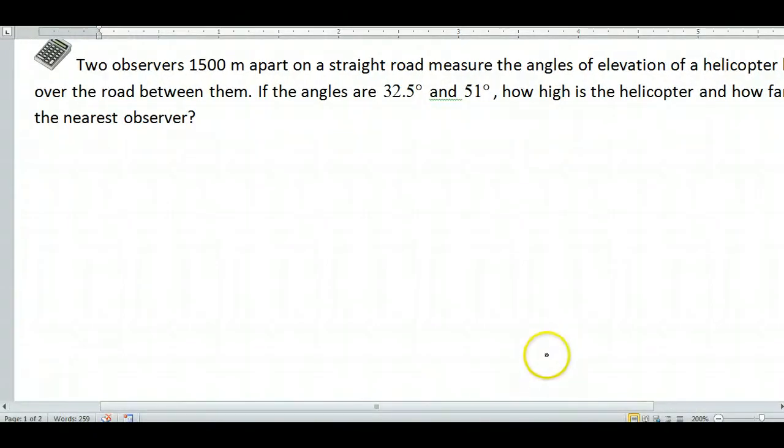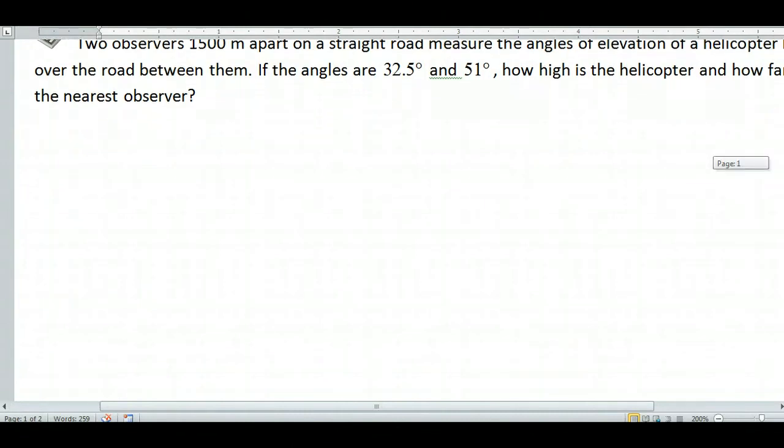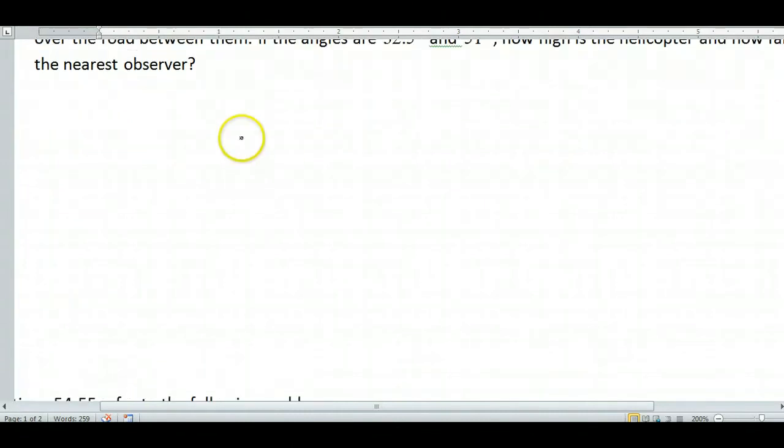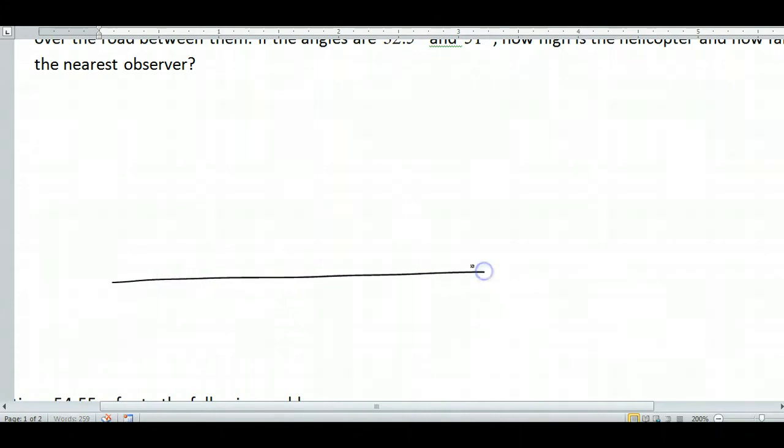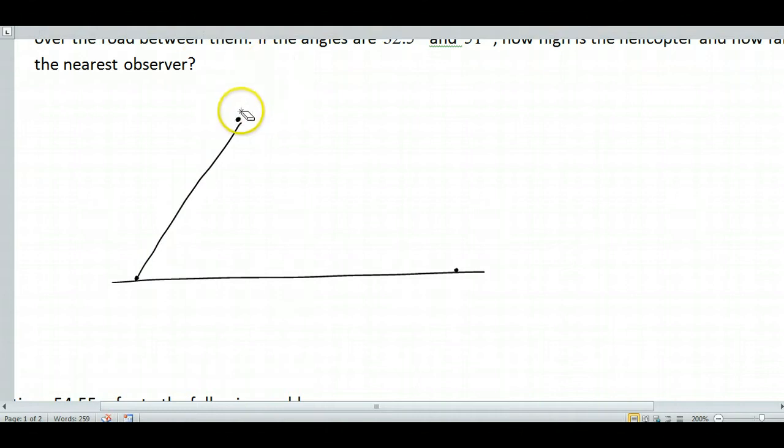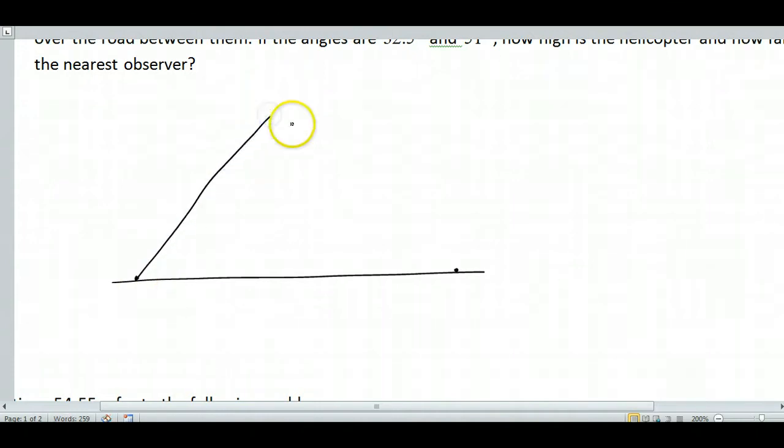Okay, alright, so the first thing to do right here, of course, is the representation of that. So here's a road. Here's the two observers, observer 1 and observer 2. And here's the helicopter. Don't put it in the middle. If you put it in the middle, that would be an extra assumption. So here I'm going to put it right here. Okay, here we go. Let's just draw a triangle and put the points afterwards.